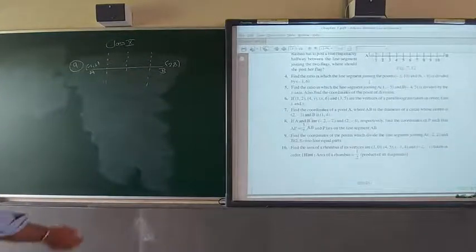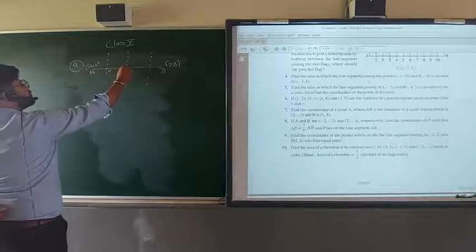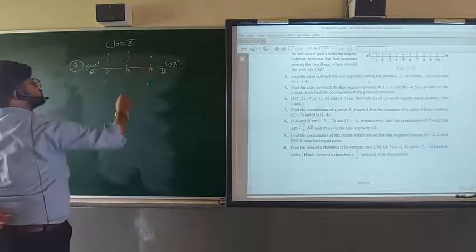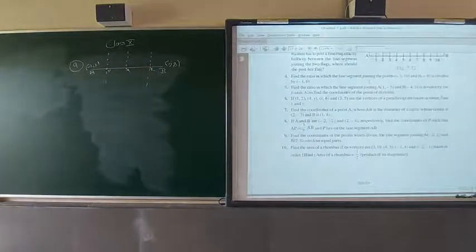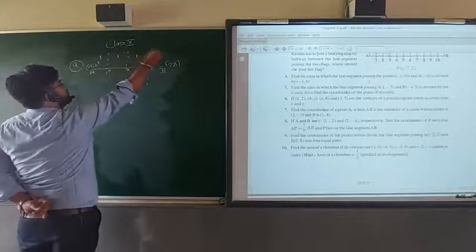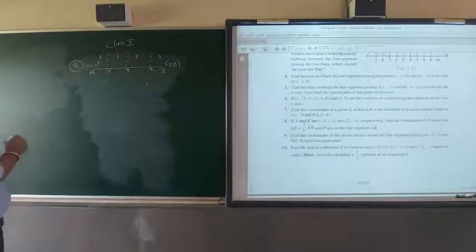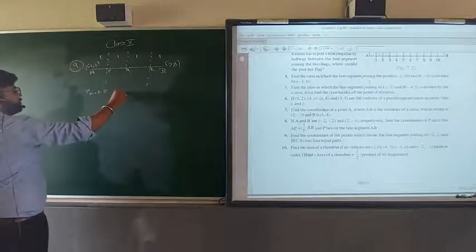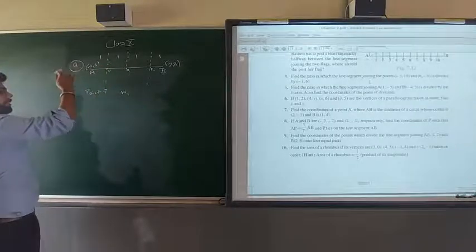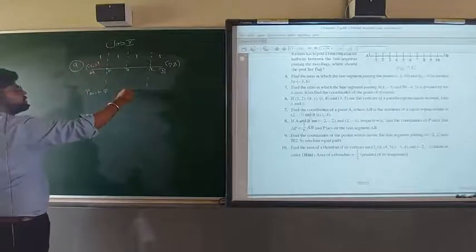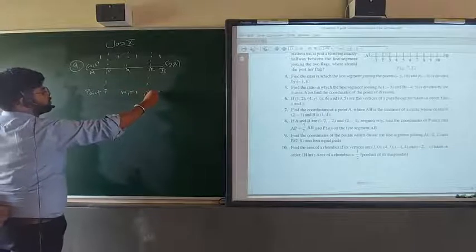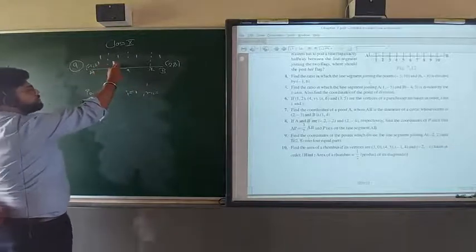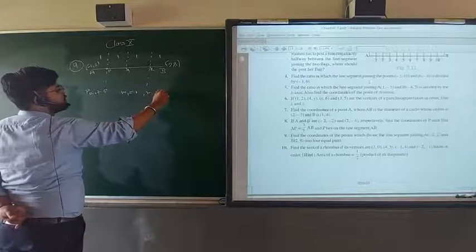These division points I will mark as P, Q and R. All are divided in equal ratio 1, 1, 1 and 1. Now I will take the first point P. What is the value of M1? The left-hand side is called M1, so it is 1. The right-hand side is called M2. How many 1s are there on the right-hand side? 1 plus 1 plus 1, so M2 is 3.